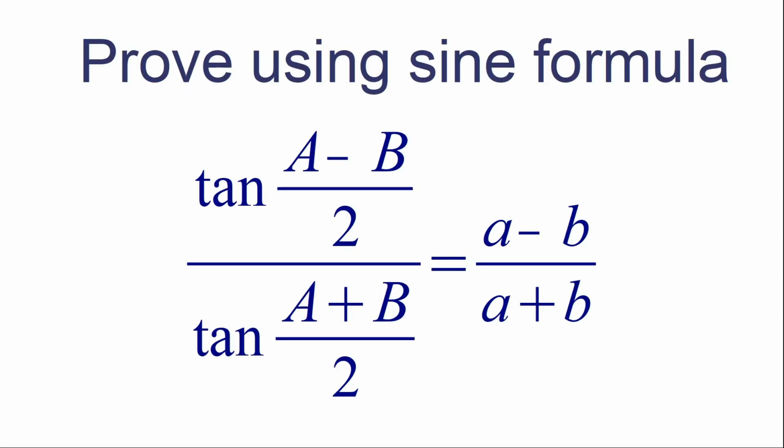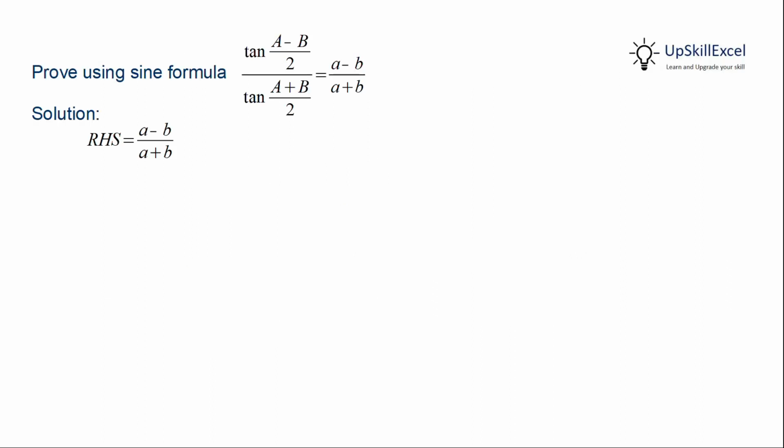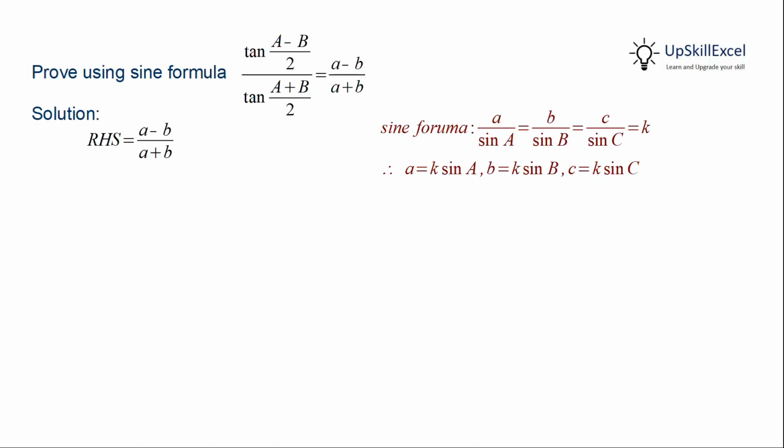Prove using sine formula that tan of (a minus b) by 2 divided by tan of (a plus b) by 2 is equal to (a minus b) divided by (a plus b). We start with the right hand side and apply sine formula and substitute a by k sine a and b by k sine b, taking the k common and then cancelling it out from numerator and denominator. We are left with (sine a minus sine b) divided by (sine a plus sine b).